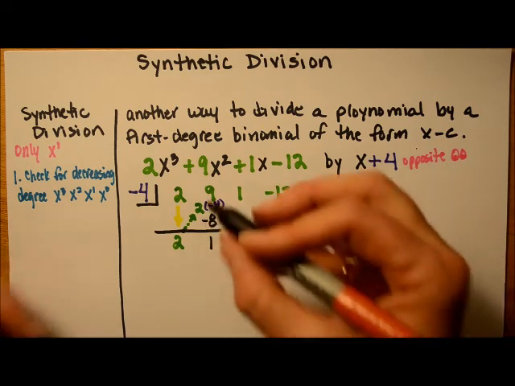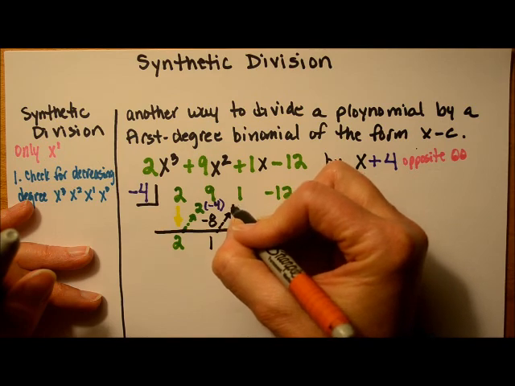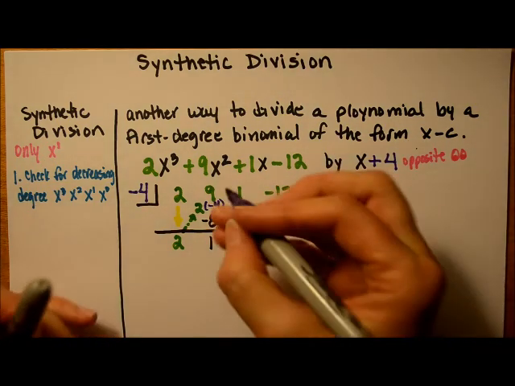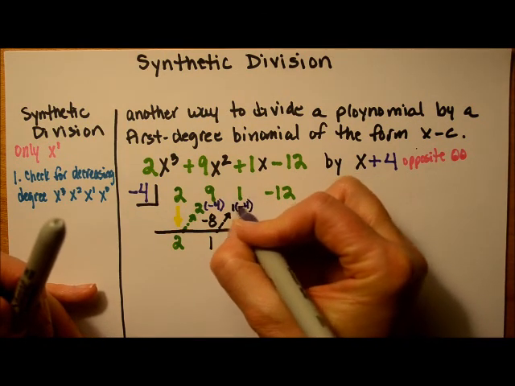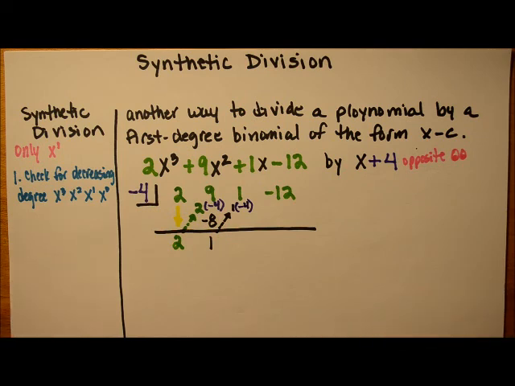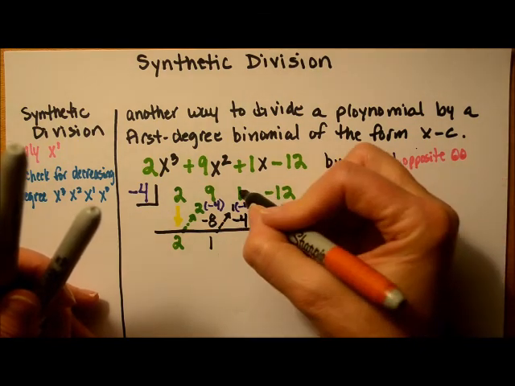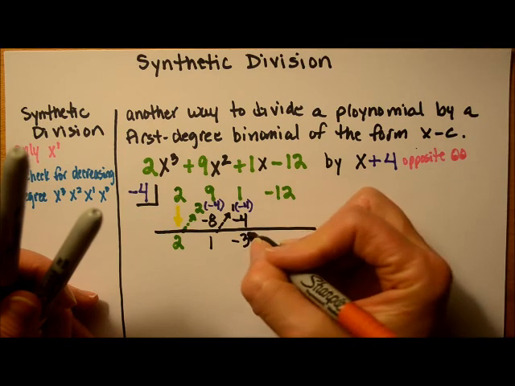Now we're going to start this process again. I'm going to bring this 1 up here. So it's going to be 1 times negative 4. 1 times negative 4 is negative 4. 1 plus negative 4 is negative 3.